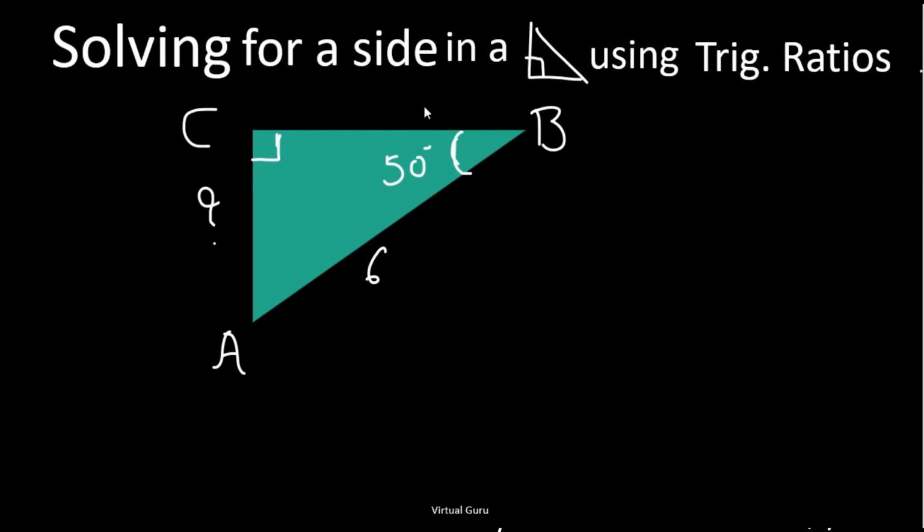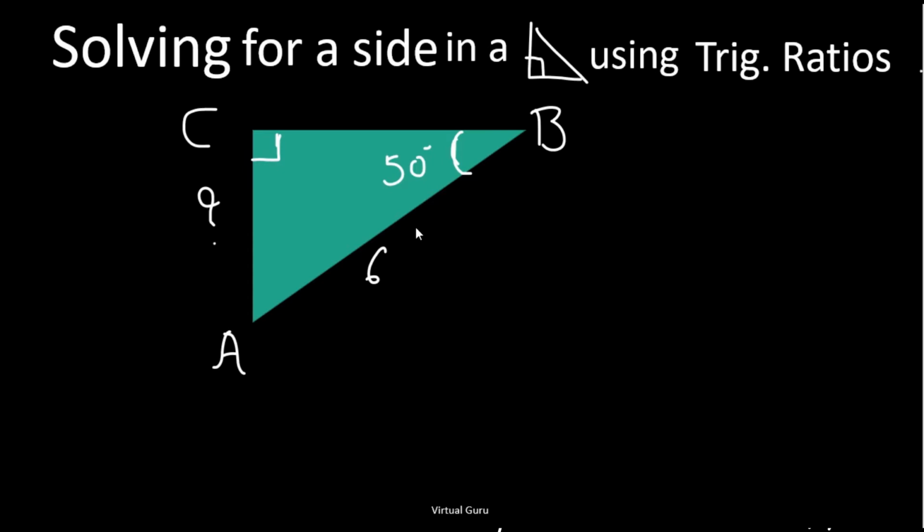Now, coming to our first sum, as you can see, this is the right angle triangle I have taken, ABC, and this is the 90-degree angle formed at C. It is given that there is an angle of 50 degrees formed at B, and the side given is AB, that is 6, and we have to find AC. We have to solve for this side given the angle B and side AB. Now, how do we do that?